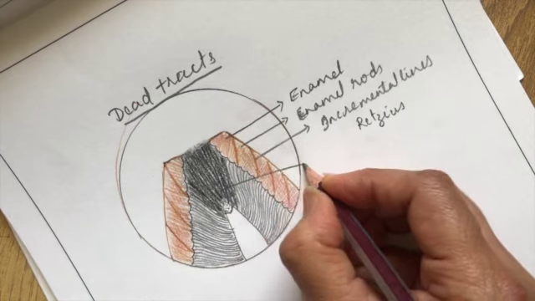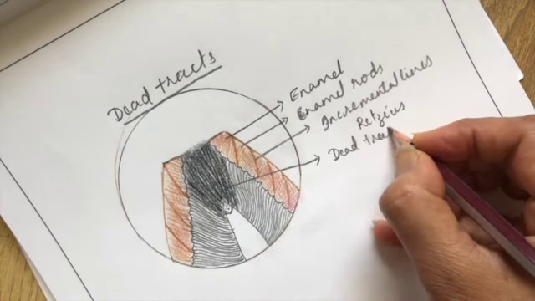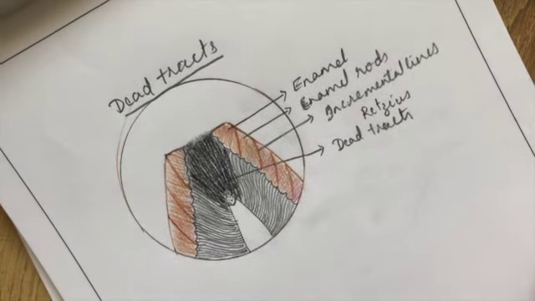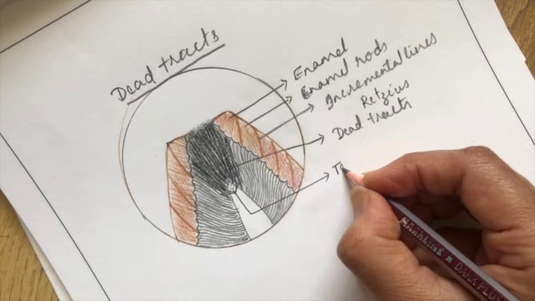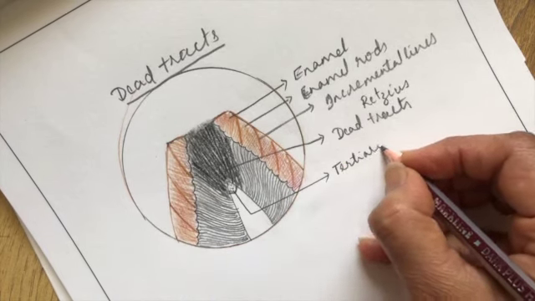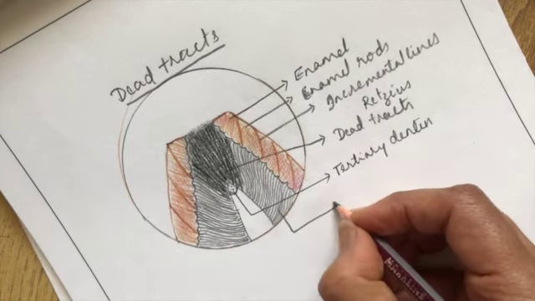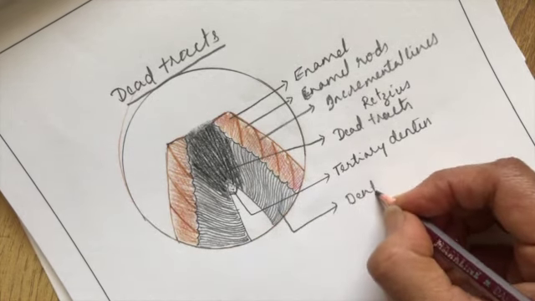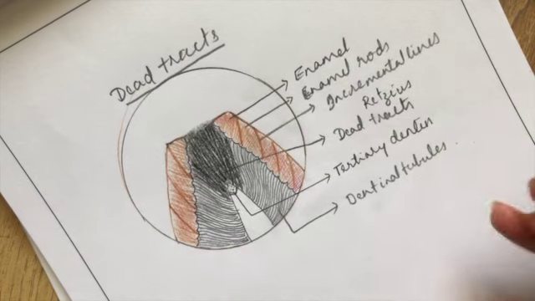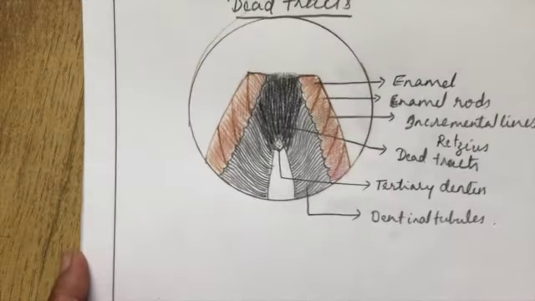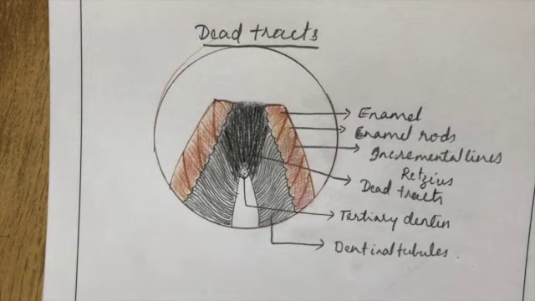This is the dead tract, which appears dark under transmitted light. This is the tertiary or the reparative dentin. These are the dentinal tubules in the dentin. So this is the drawing of dead tracts.